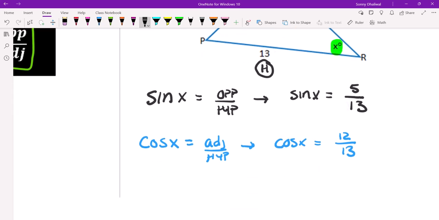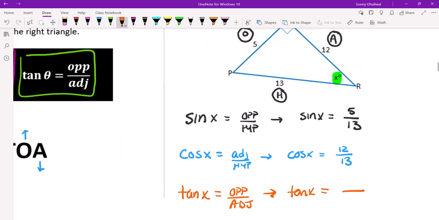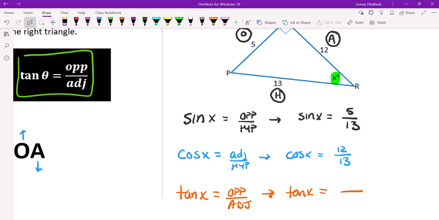Finally, last one. Tangent of our angle, and that's our opposite side over our adjacent side. So I'm going to write that out. Tan of our angle. Zooming out a little bit, what number goes on the top of the fraction? What number goes on the bottom of the fraction? 5 over 12. Our opposite side on the top, adjacent side on the bottom. 5 over 12.